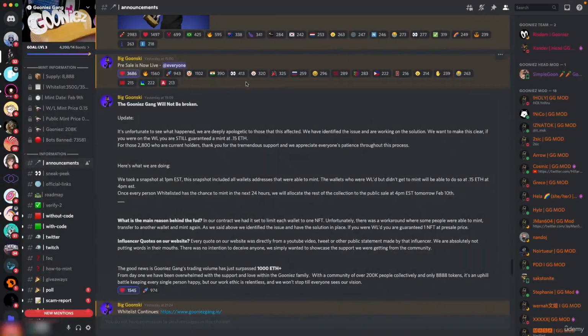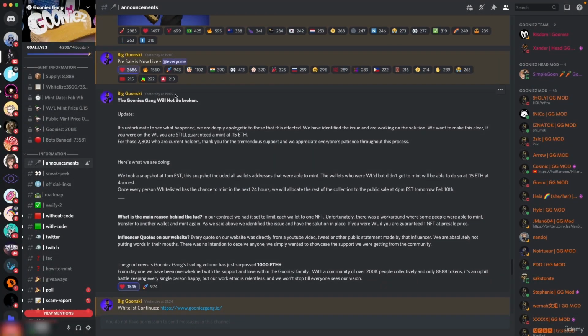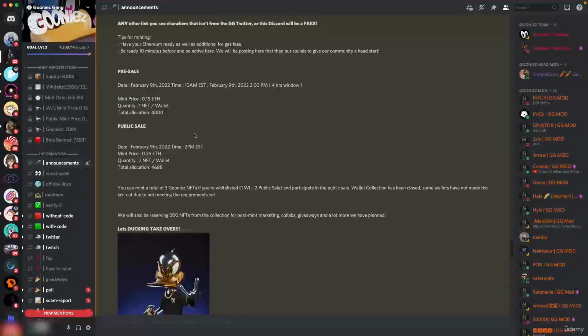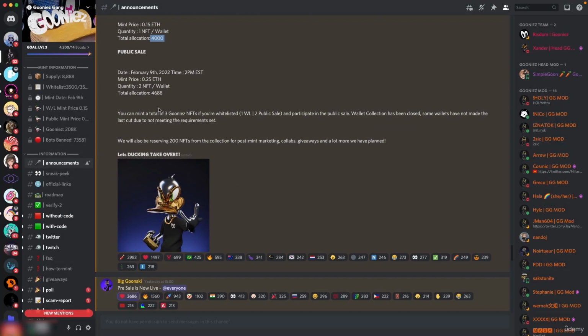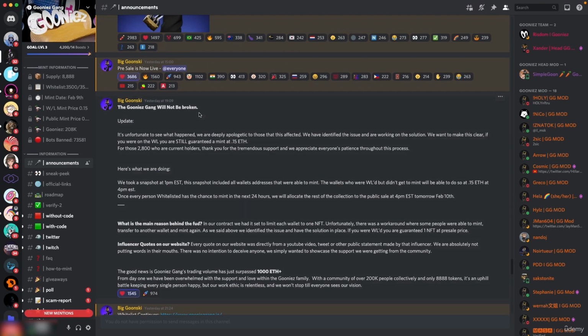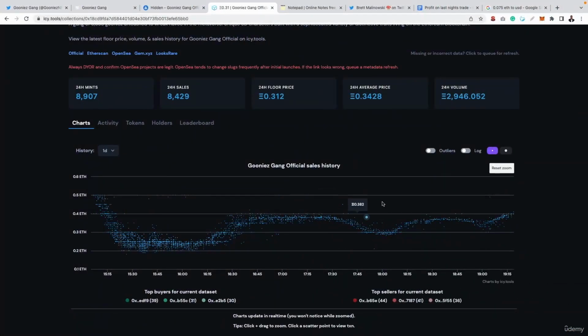Goonies actually spoke about this in the Discord as well. You can see at 7 p.m., literally just before the public sale, there was an update. It's unfortunate to see what happened. We are deeply apologetic to those who are affected. So you can see a lot of people were missing out on spots on the whitelist as they only allocated 4,000. And once they hit 4,000, that was the end of the whitelist. But as people were minting more than one NFT, a lot of people missed out on the whitelist that they worked so hard to get. So there was a lot of FUD on the project and the price went down.